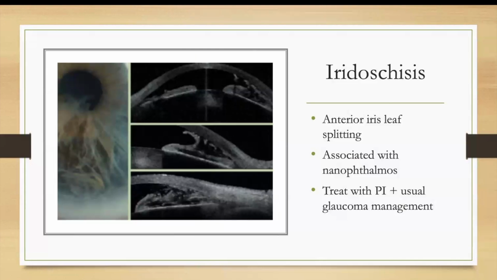So starting off with iridoschisis, this is essentially what it says. It's a separation of the layers of your iris. What can happen with the anterior leaf is it can cause direct apposition of your trabecular meshwork, but then also the posterior leaf can cause pupillary block. So both leaves can be problematic in iridoschisis, and it's usually associated with non-ophthalmos. A PI can help to create another passageway for the aqueous humor to go through, and then these are patients who are going to get usual glaucomatous management. There's not a lot you can do surgically to help repair this, but essentially these are patients who are going to need the chronic management of their glaucoma.